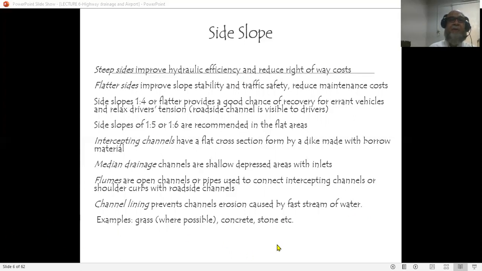The typical example of side slope protection would be grass, where it is possible. Then there is concrete, stone, etc. The problem sometimes with the grass is the maintenance. If you do not maintain it, this grass will create a problem, and there may be some animal hiding there. So it's not very good.